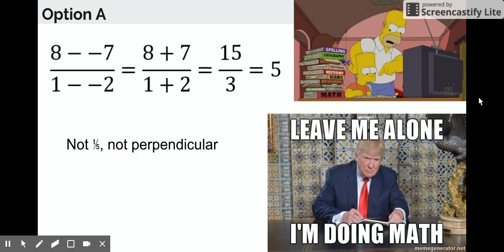Now we must find the slope for option A. First, we are going to do 8 minus negative 7. Since it is subtracting a negative, the negative 7 will become a positive 7. 8 plus 7 equals 15. We're going to do 1 minus negative 2. Once again, it is subtracting a negative. The negative 2 will become a positive 2, so we'll do 1 plus 2, then that equals 3. Next, we have to do 15 divided by 3. That equals 5. The slope of 5 is not 1/5, so this is a line that is not perpendicular.